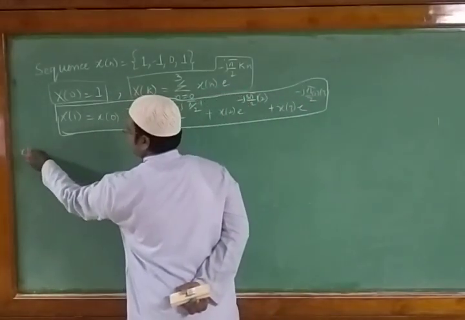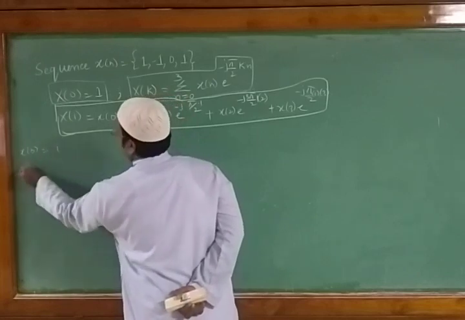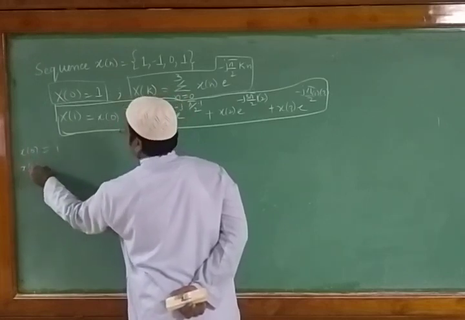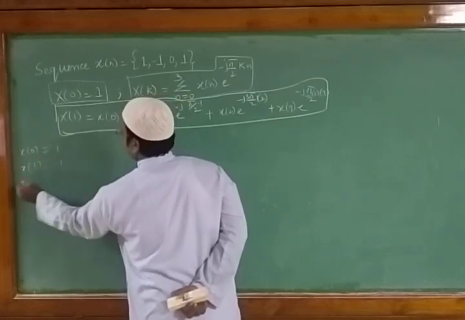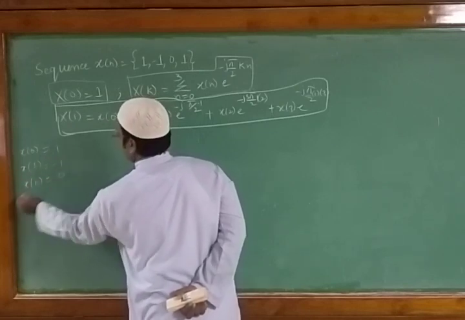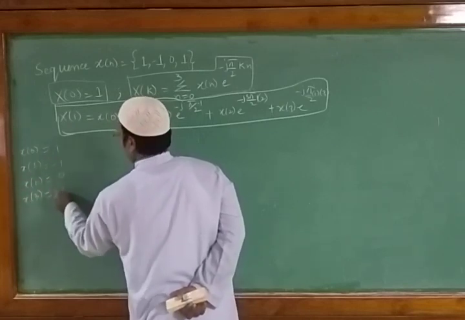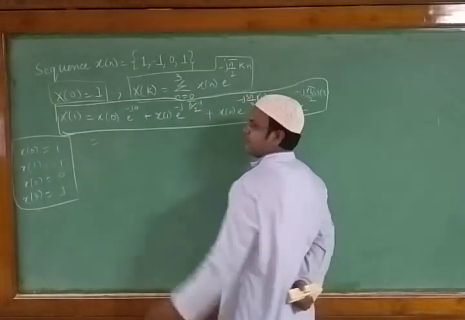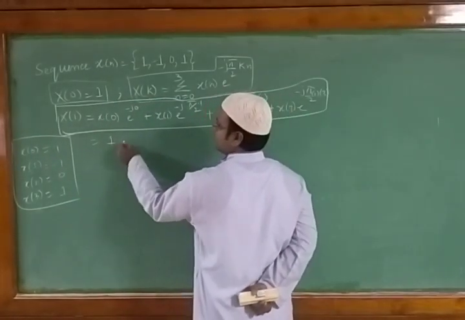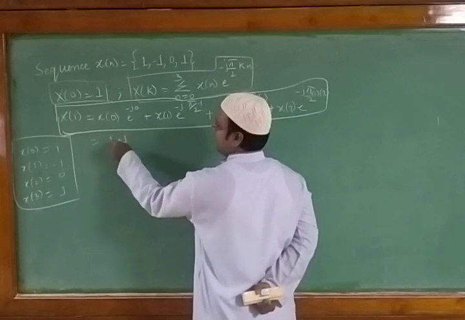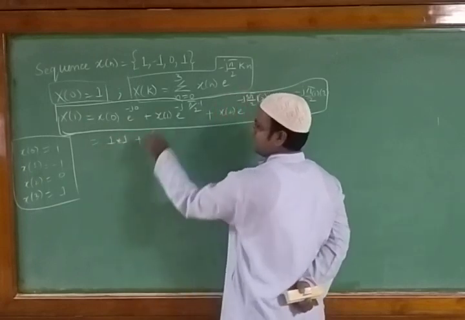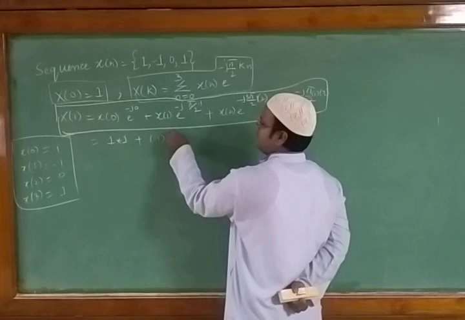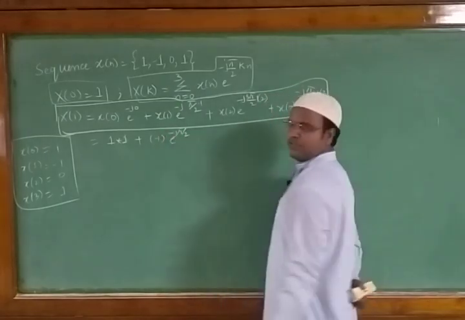X of 0 is equal to 1, x of 1 is equal to minus 1, x of 2 is equal to 0, x of 3 is equal to 1. So we got these values, we know it. So put it over this. What will you get? X of 0 is 1, e power 0 is also again 1, so 1 into 1, plus x of 1, what is x of 1? Minus 1, e power minus j pi by 2, left out over there.